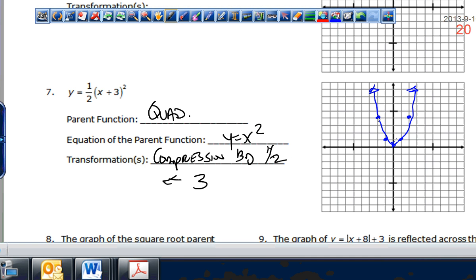So instead of being at 4 here, it's now at 2. Same thing for the other side. Instead of being at 1, what would my Y value be? 0.5 or 1/2. I wouldn't have any negatives because I'm not reflecting. Alright, do we see here how my graph's getting a little wider? So compression is just narrow, like narrow and wide.